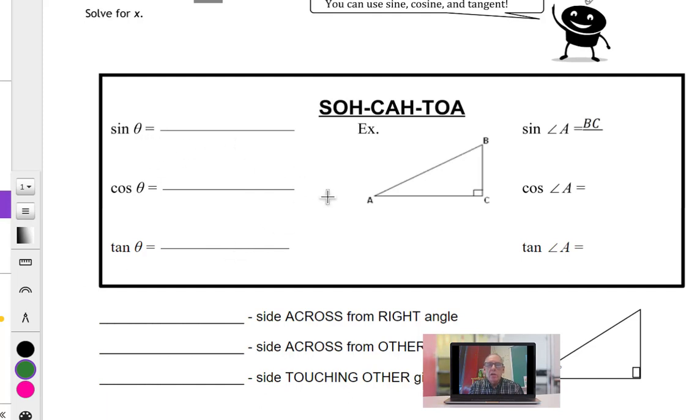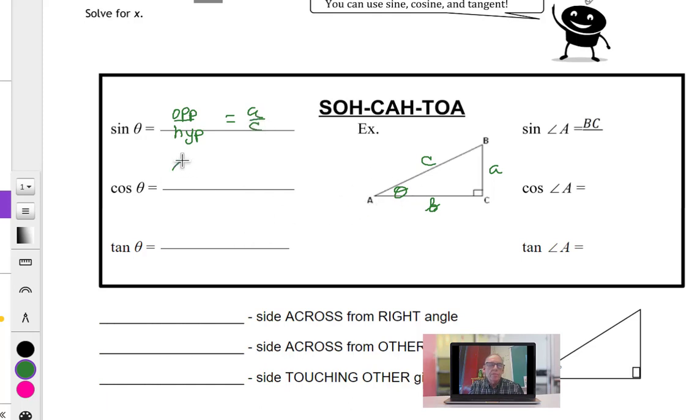So sine of theta, if this is a theta, is defined as, and let's label the sides here. Little a is opposite vertex A, little c is opposite vertex C, and little b is opposite vertex B. So the sine is opposite over hypotenuse. And if we use theta as our reference angle, the opposite side is a, the hypotenuse is c. So we have a over c.